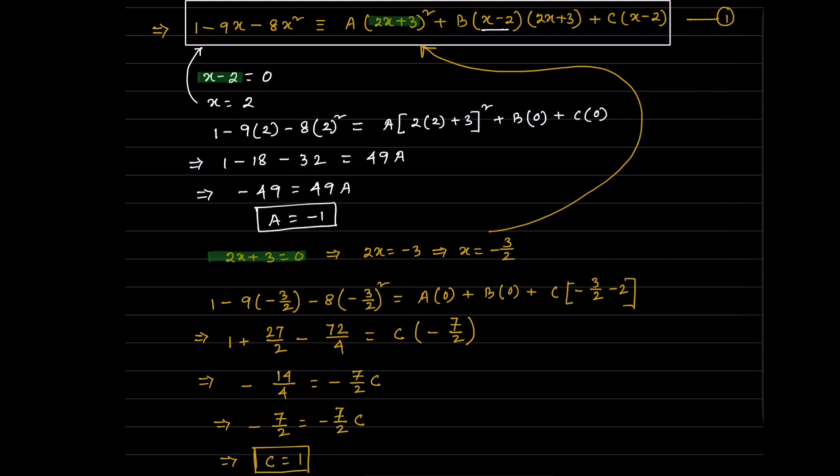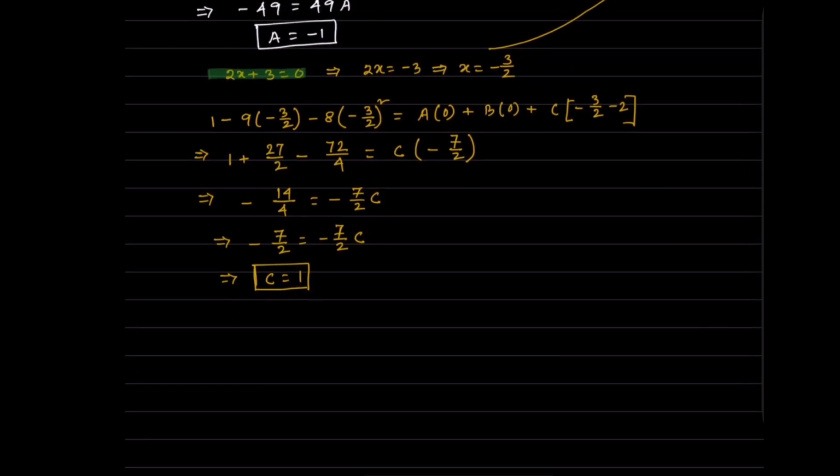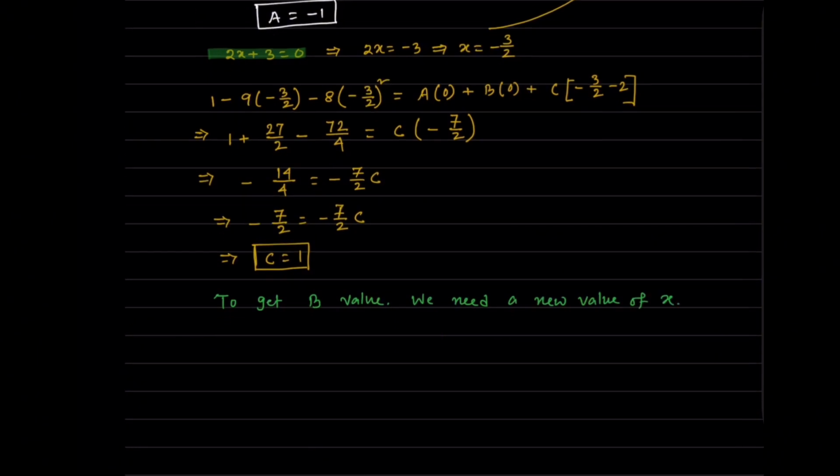So we already used that one. Now to get the value of b, we need to take another value. So here you have to take a third value to get the b value. We need a new value of x. And what should be the value? That value should be 0. So x equals 0. Remember, you have to take it, otherwise you cannot get the b value. That value should be x equals 0.